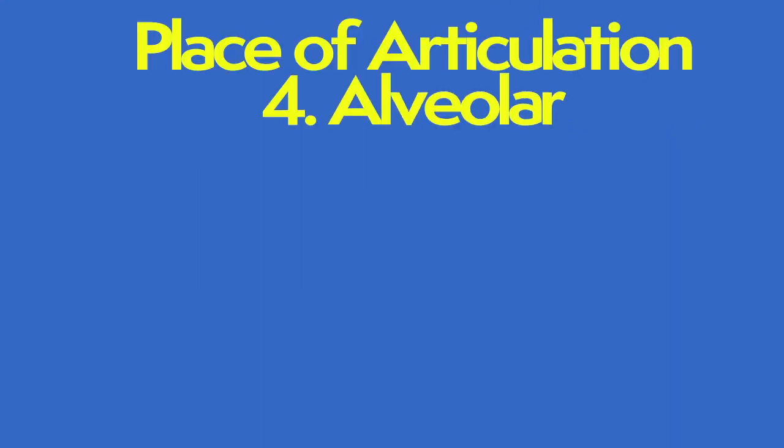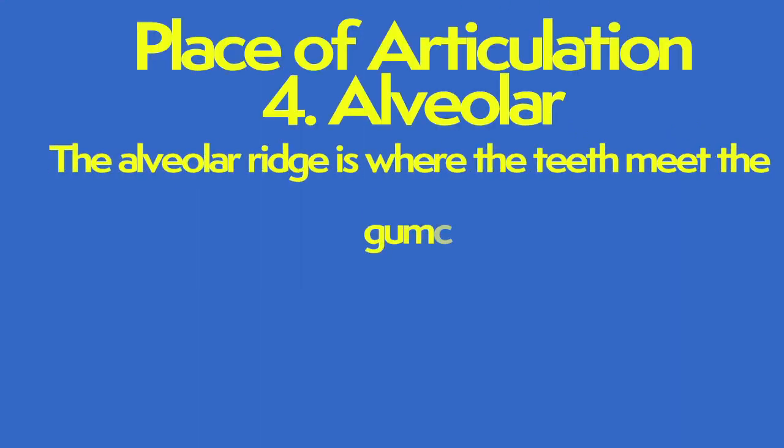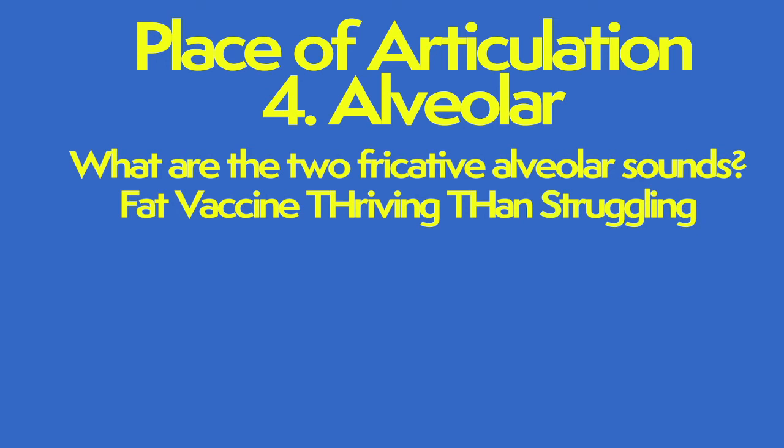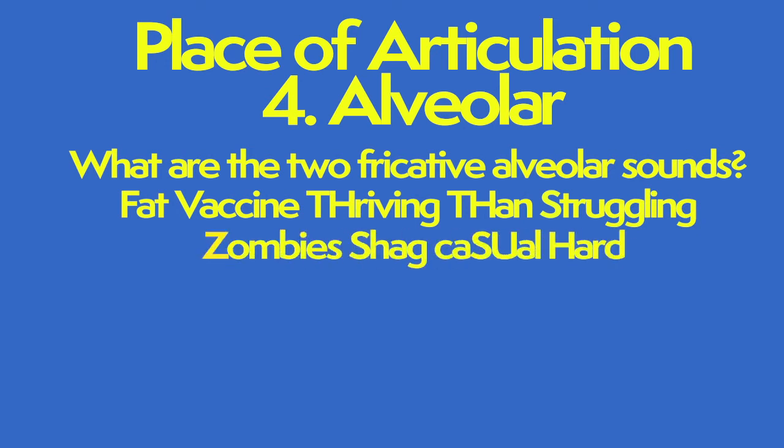Alveolar. The alveolar ridge is where the teeth touch the gums. You make alveolar consonants when your tongue touches the alveolar ridge. Listen to the fricative sounds and determine which ones are alveolar consonants. Hint: there are 2. Fat, vaccine, thriving, and struggling. Zombie, shack, casual, hard. The 2 fricative alveolar consonants are s as in struggling and z as in zombies.